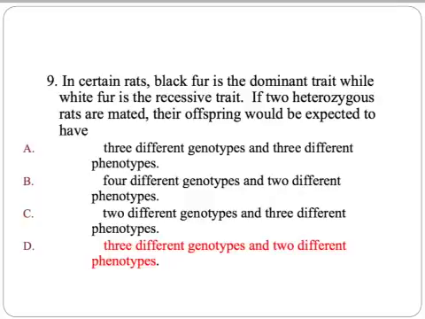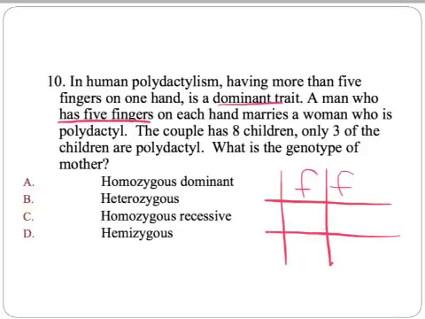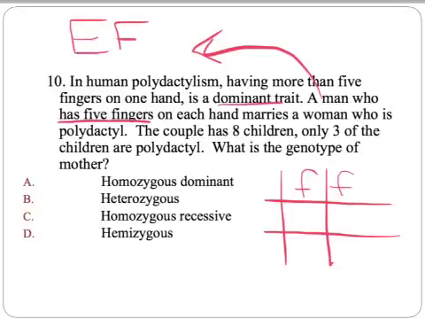In humans, polydactylism, having more than 5 fingers on one hand, is a dominant trait. Whoa, that's kind of cool. A man who has 5 fingers on each hand, so he has the recessive trait, and we know that he has a recessive trait because he has it. So he's going to be little f. Marries a woman who is polydactyl. What does that mean? She has 6 fingers. And it doesn't tell us if she is big F, big F, or big F, little f. And we want to know the genotype of the children.